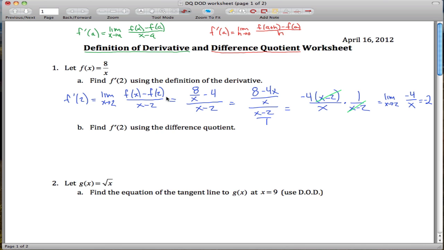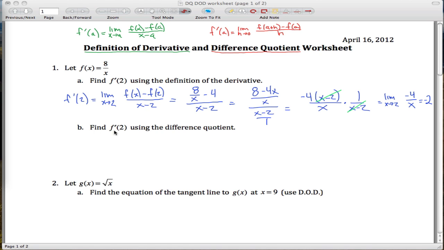So I guess really I should write limit in each of these steps, but I'm going to be lazy. I'm going to write it in the first step and the last step in all of these problems just to save a little bit of time. Okay, so now it says do that same thing, get that same answer, but use the difference quotient. Use this guy over here.